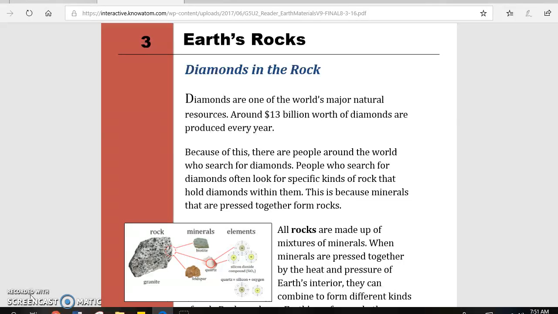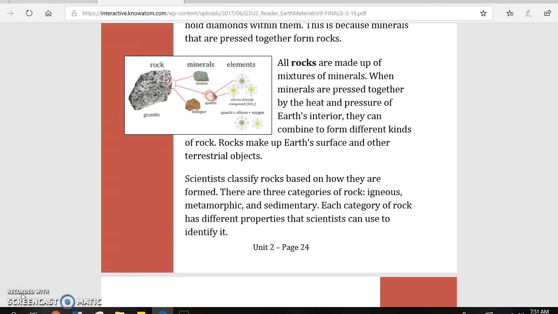This is because minerals that are pressed together form rocks. All rocks are made up of mixtures of minerals. When minerals are pressed together by the heat and pressure of Earth's interior, they can combine to form different kinds of rock. Rocks make up Earth's surface and other terrestrial objects.